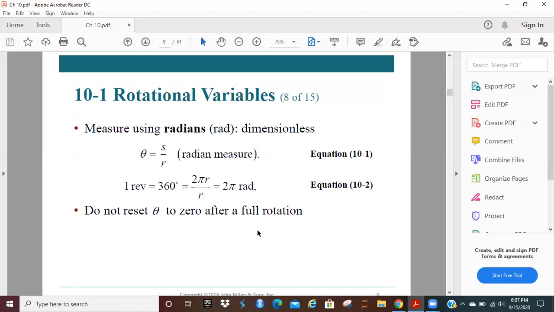Now we're going to measure this using radians. The radian measure is the length of this arc divided by the length of the radius, and that's how our angle is described. It's not described in degrees, but in radians. If you go through an entire revolution, you're looking at 360 degrees. 360 degrees is the same thing as 2 pi r. If you divide that by r, then you have 2 pi radians. And don't reset theta to 0 after a full rotation. Just keep going.